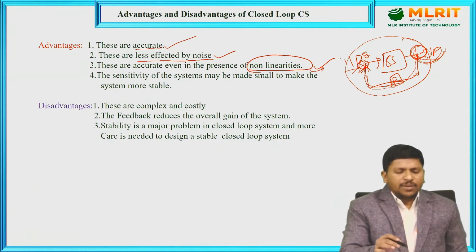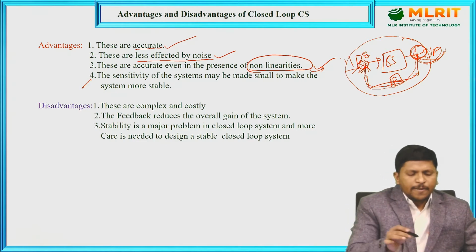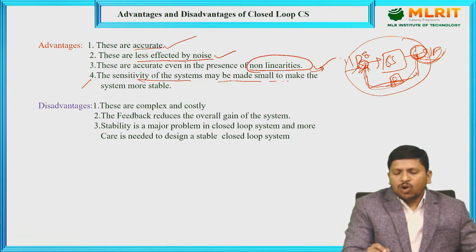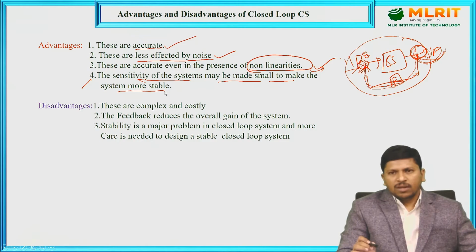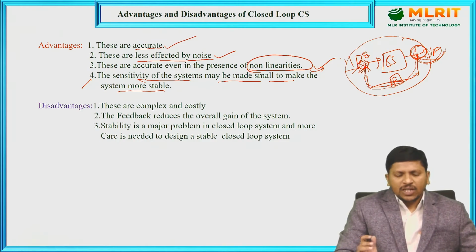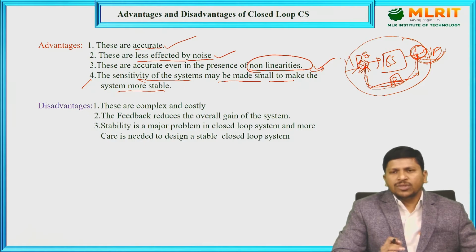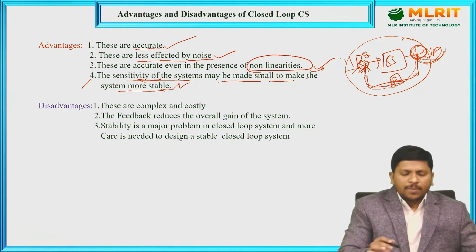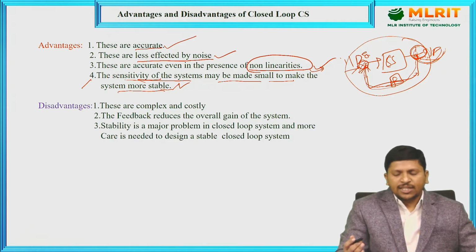Next, coming to the fourth point, observe: the sensitivity of the system may be small to make the system more stable. Means the sensitivity is going to be small for designing a more stable system. The sensitivity decreases, but the system gets more stable. So these are the four advantages of closed loop control system.